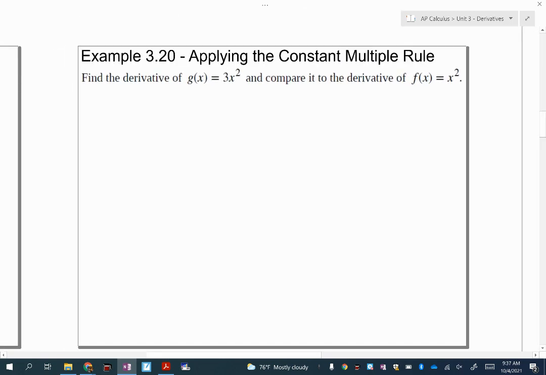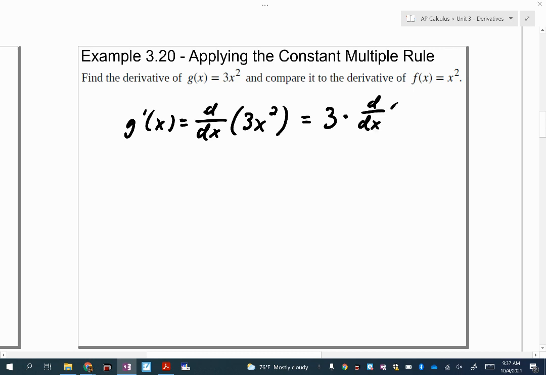Okay, so let's try this one. We're going to find the derivative of 3x squared, which is d/dx of 3x squared. Now, using the constant rule, what we would do here is 3 times d/dx of x squared. Again, you're just bringing the 3 in front along for the ride. So if we're using the power rule for x squared, that's 2x, and then we have 2 minus 1 power. So that's 3 times 2x.